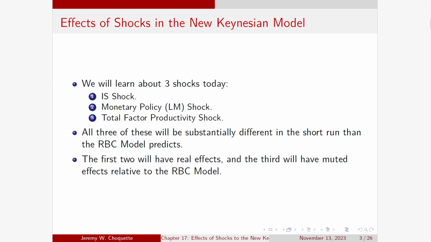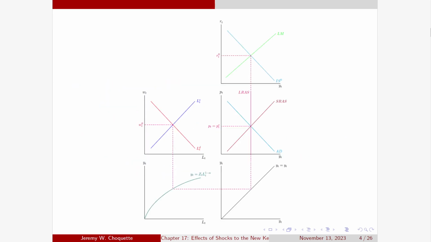Finally, we're going to be looking at a total factor productivity shock, and that's the technology shock that you've seen from the real business cycle model that you learned about in the Solow model. Like I said, you'll be seeing that one ad nauseam throughout the remainder of the course. But all three of these shocks are going to have substantially different effects in the short run than what the real business cycle model would predict. The first two are going to have effects on real economic variables aside from just the real interest rate. And the third is actually going to have muted effects relative to the real business cycle model. And we'll see that as we move forward.